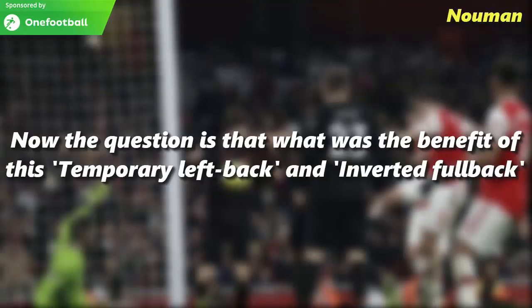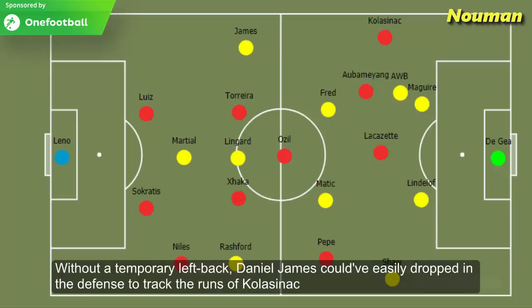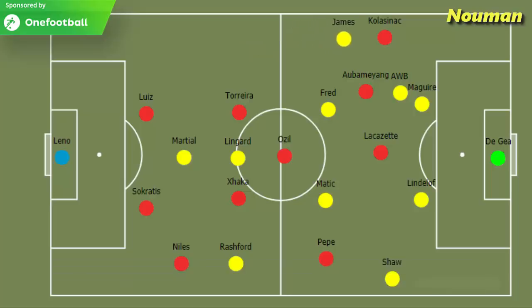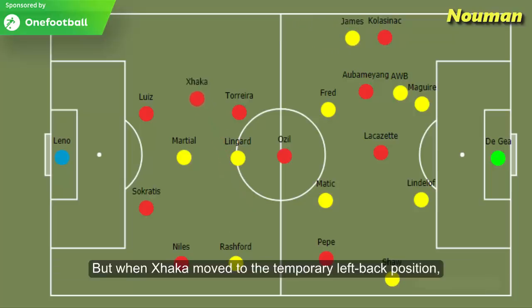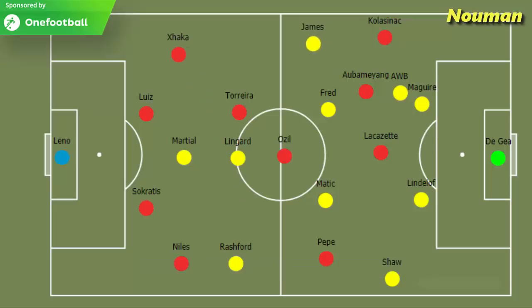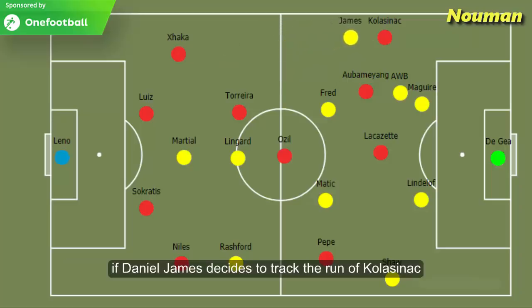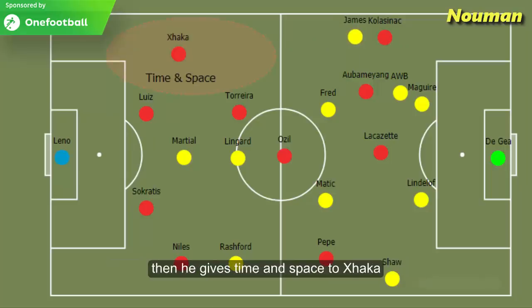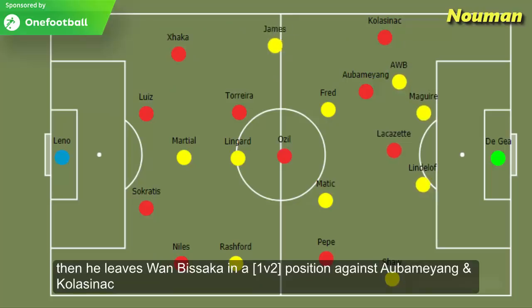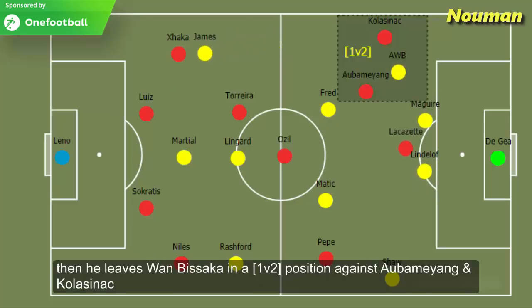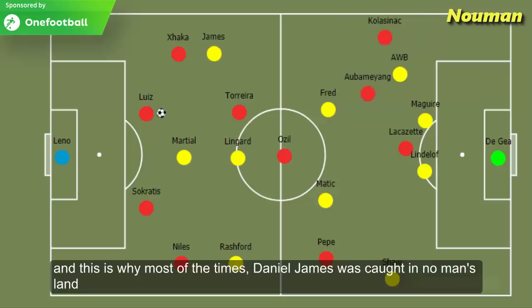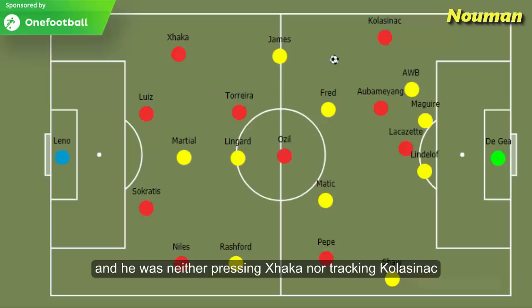Now the question is, what was the benefit of this temporary left back and inverted fullback? Without a temporary left back, Daniel James could have easily dropped into the defense to track the runs of Kolasinac. But when Xhaka moved to the temporary left back position, it forced Daniel James to make a decision. Daniel James either had to step out to press Xhaka, or he could drop into the defense to track the runs of Kolasinac. If Daniel James decides to track the run of Kolasinac, then he gives time and space to Xhaka. And if he steps out to press Xhaka, then he leaves Wan-Bissaka in a 1v2 position against Aubameyang and Kolasinac. And this is why most of the time Daniel James was caught in no man's land, neither pressing Xhaka nor tracking Kolasinac.